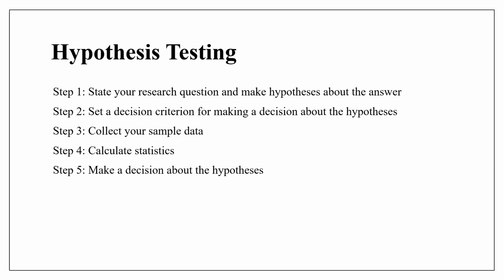The third step is going to be to collect our data. The fourth step is going to be to calculate our statistics, and we're going to do a little bit of that today. And then the fifth step is going to be making a decision about the hypotheses. So after we've calculated our statistics, we're going to go back to step 2, kind of, and make decisions on whether our statistics are statistically significant or not.